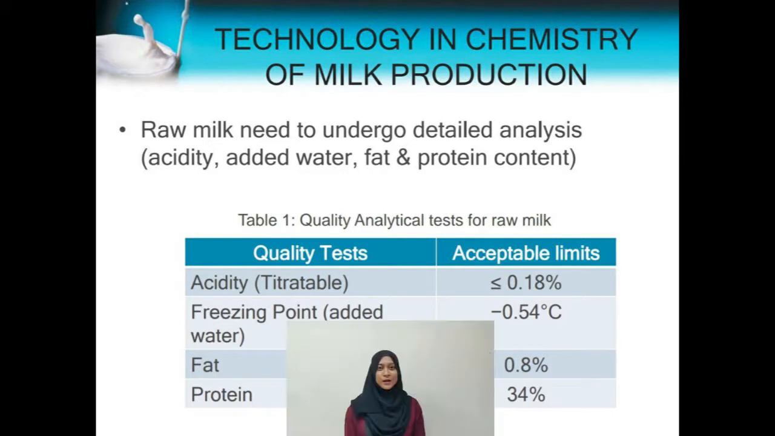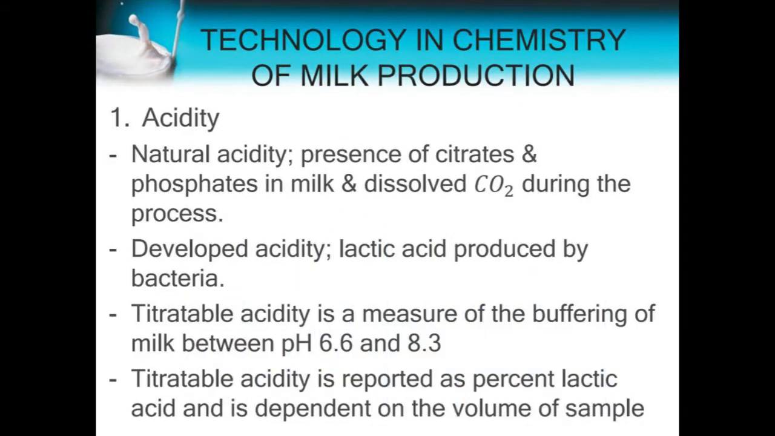Moving on to the technology in chemistry for milk production. First, the raw milk needs to undergo detailed analysis. Before going through the whole process, the quality test was done on the acidity, freezing point, fats and proteins. The first one is acidity.